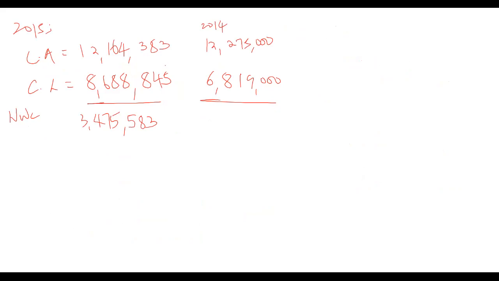For 2014, the net working capital was 5,456,000. Don't forget you're subtracting because you want to get the net. If we make a simple comparison, the company's net working capital is decreasing. It might not be the best thing that the company's working capital is decreasing.